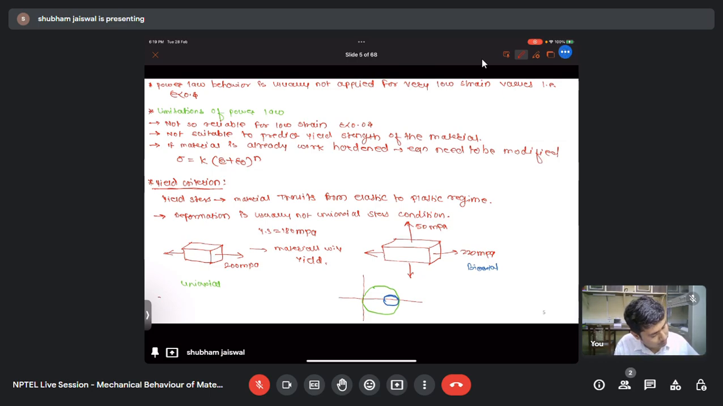So size of Mohr circle will determine yielding, not the actual values.